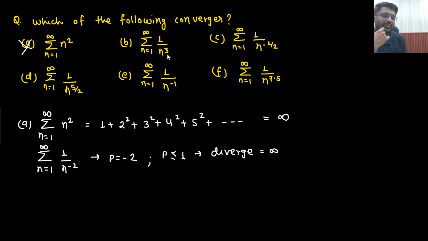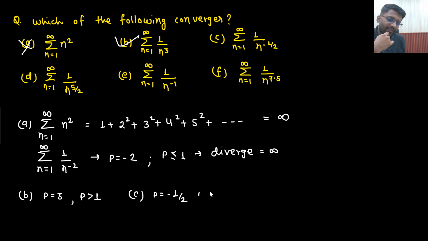What about this? For option B, what is the value of P? P equals 3, which is greater than 1. If it is greater than 1, then yes, it will converge. For the next one, what is the value of P? P is minus 1 by 2, which is less than 1. It could be negative, I told you. If it is less than 1, then it will not converge. At equal to 1 as well, it will not converge. So less than or equal to 1.